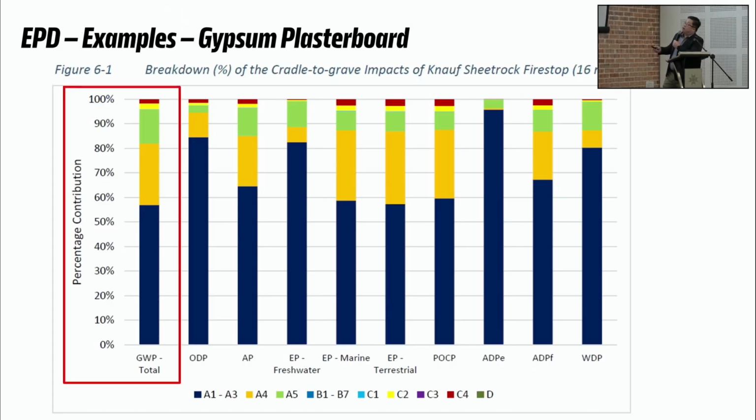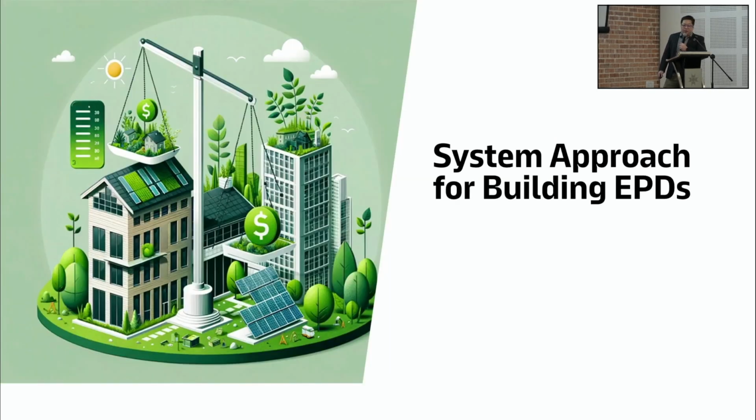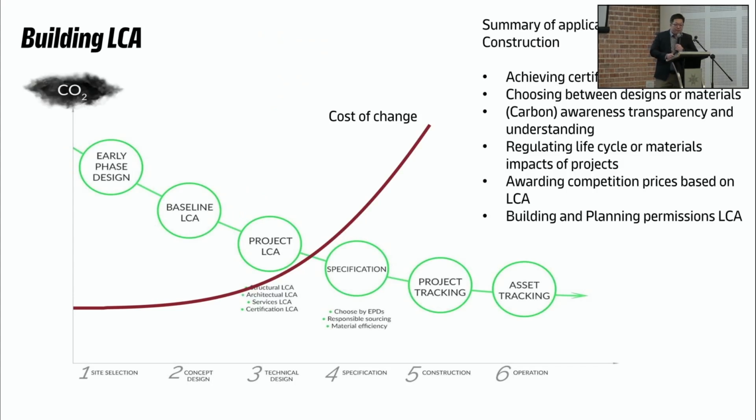A1 and A3 taking up more than half of it, then followed by the transportation to project site, and then the rest. This is how the bar chart looks like, the contribution of each section of the life cycle. So, knowing all that, what are we going to do about it before we wrap up the session? Same thing, the cost of change is critical.